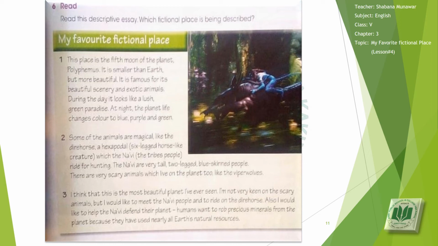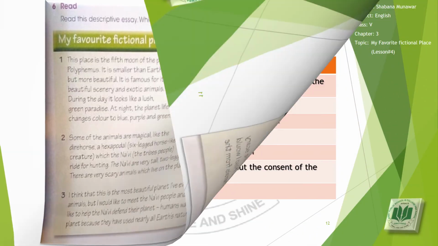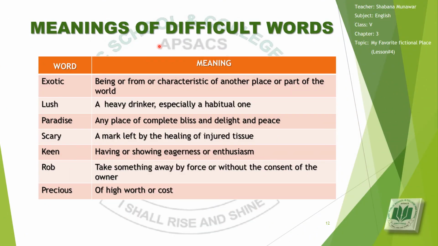I'm not very keen on the scary animals, but I would like to meet the Navi people and to ride on the dire horse. Also, I would like to help the Navi defend their planet. Humans want to rob precious minerals from the planet because they have used nearly all Earth's natural resources. For better understanding, let's see the meanings of difficult words.